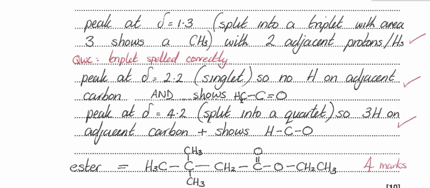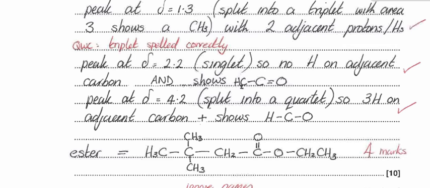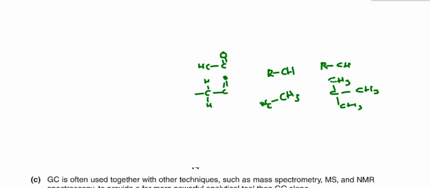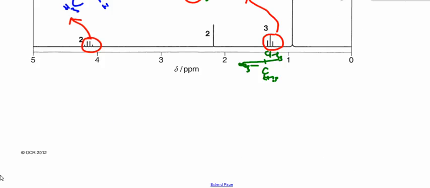The molecule as it looks, we've got our 3 methyls connected to our carbon with no adjacent hydrogens, connected to a CH2, which is connected to the C double bond O, and the O connected to CH2CH3. I will go back and see if I can piece that together from what I've scribbled on my spectra. Let's see if the pen's behaving itself again.